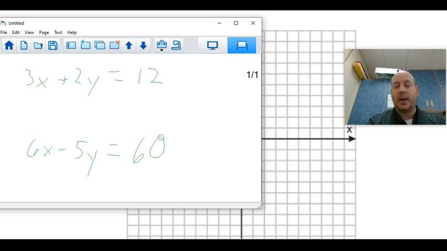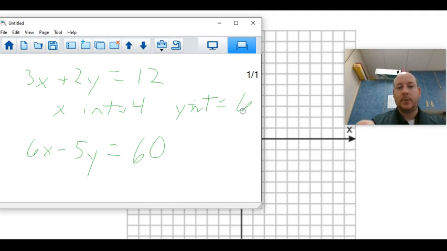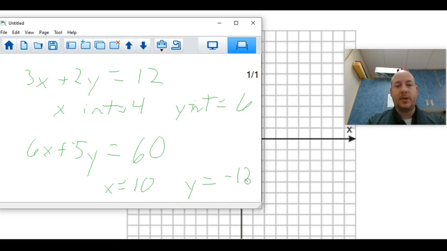If those two things happen, then it's really easy to use our intercepts. We just go, well, 3 times what is 12? 3 times 4 is 12. My x-intercept is 4. 2 times 6 is 12. My y-intercept would be at 6. Okay, 6 times 10 is 60, so my x-intercept would be at 10. My y-intercept, again, we got to make that a negative. Negative 5 times negative 12. Okay, so I can plot those intercepts, draw my line through, go from there.